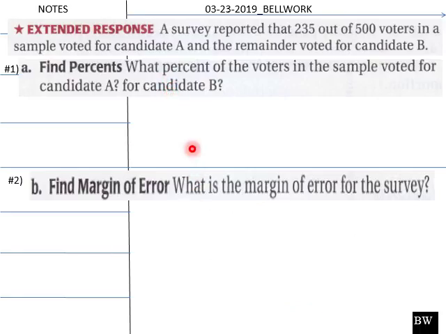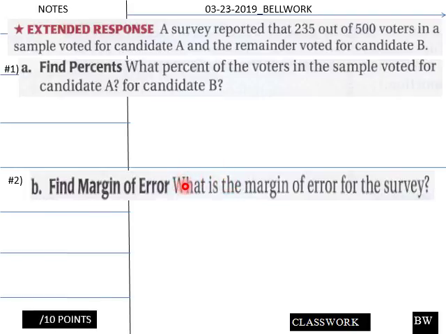Teachers, here's your bell work: a survey, find margin of error. This is something that would be in part 2 or part 3 of the prior lesson. Give your students about 5 minutes to do this. Find percents. What percent of voters in the sample voted for candidate A and candidate B? Give them 5 minutes.